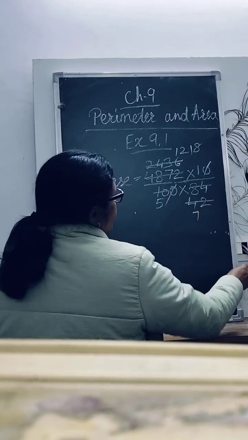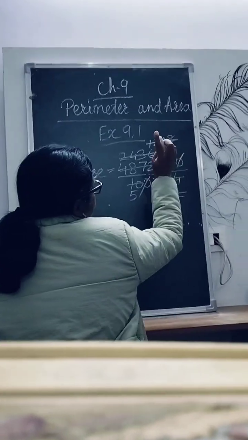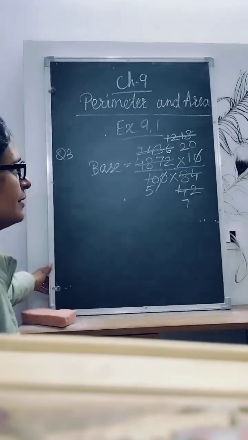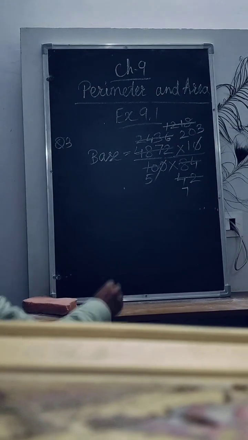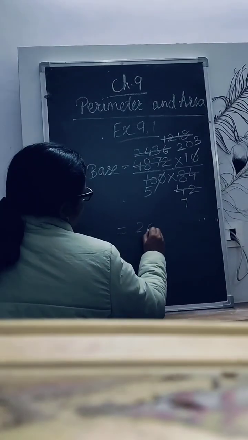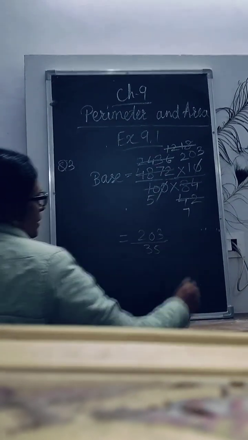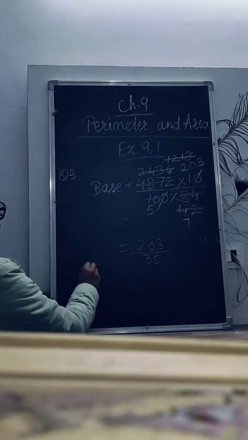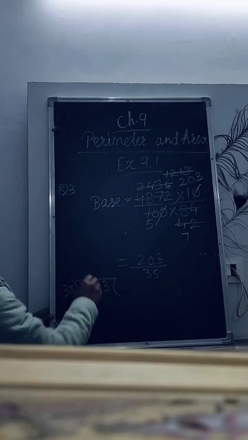6 7s are 42. 6 2s are 12. Now here it is 1, so it is smaller. 6 zeros are 0. 6 3s are 18. So what we got is 203 upon 5 into 7, which is 35. Now students, let us do the division, 203 divided by 35.